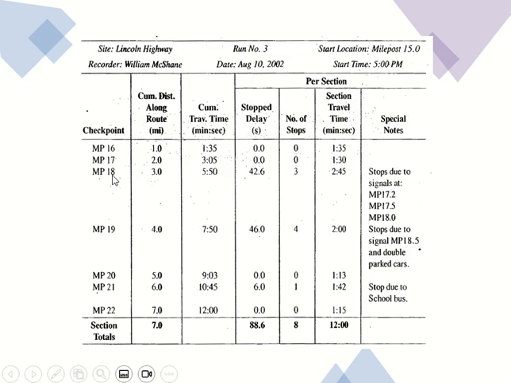Next section between 17 and 18, delay 42.6 seconds, car stopped 3 times. Why did it stop? It stopped because of the signals. There were 3 signals in this 1 mile. And the travel time again, 550 minus 305, yeah, 245. This is in minutes and seconds. Why have they written it like this? Because of the stopwatch. When you are looking at the time on a stopwatch, this is how it shows, minutes and seconds separately. So this is how we are using it.